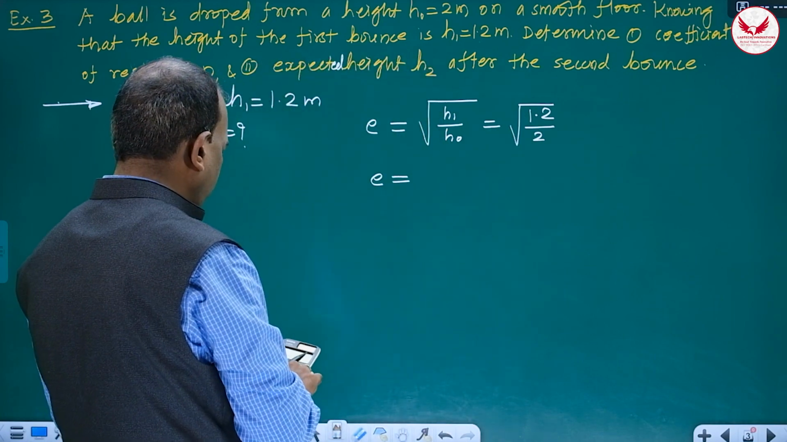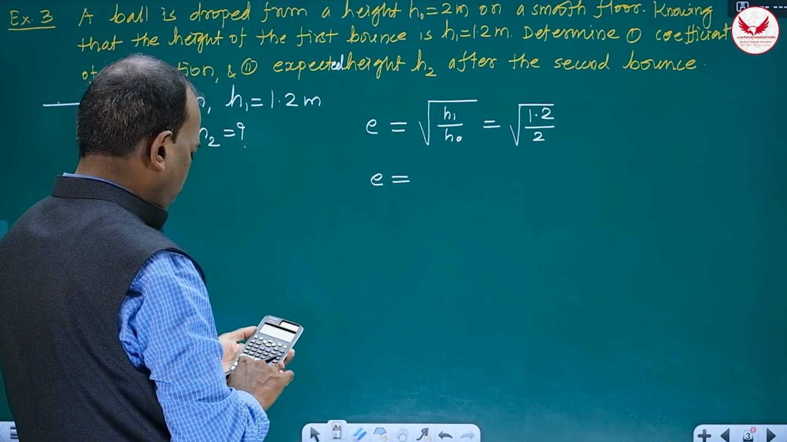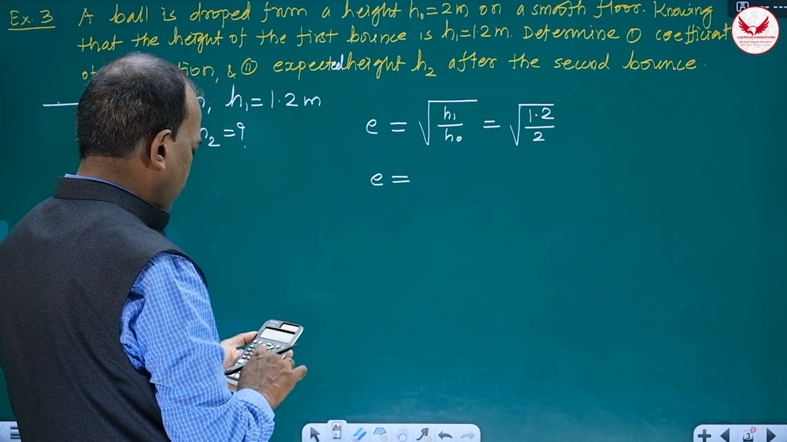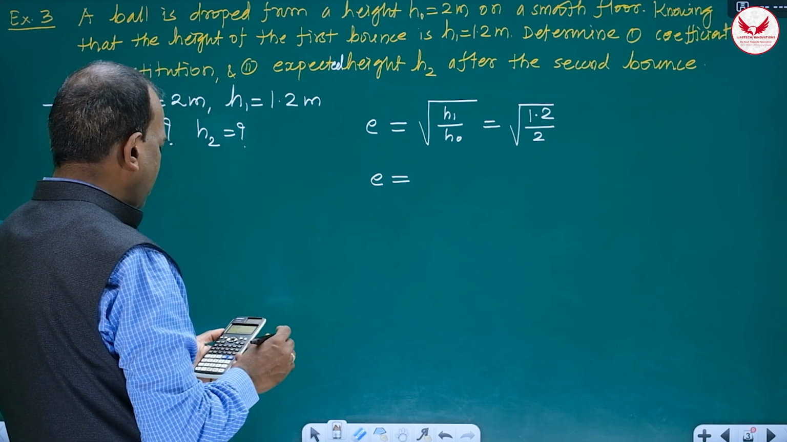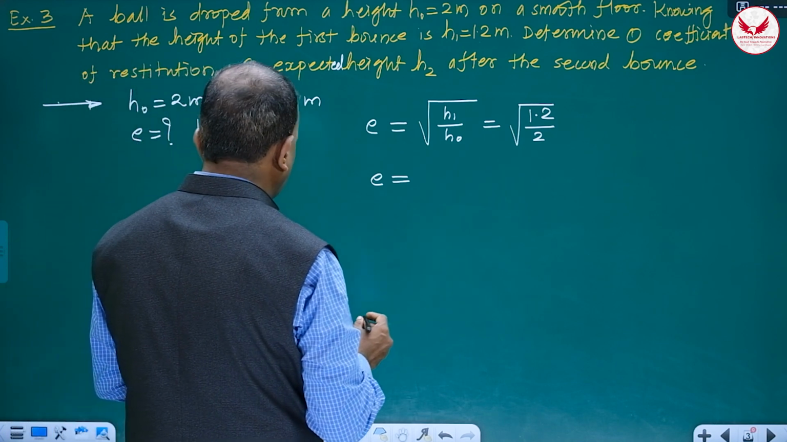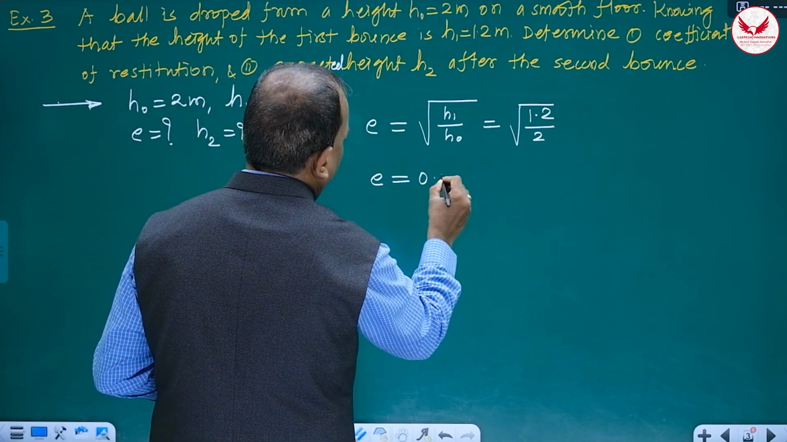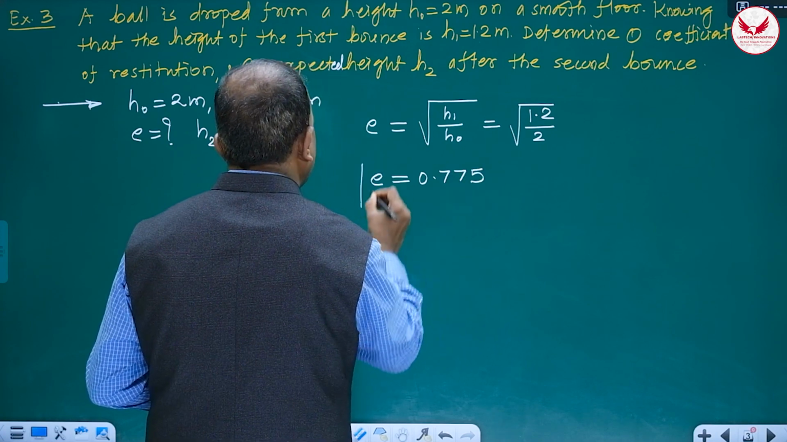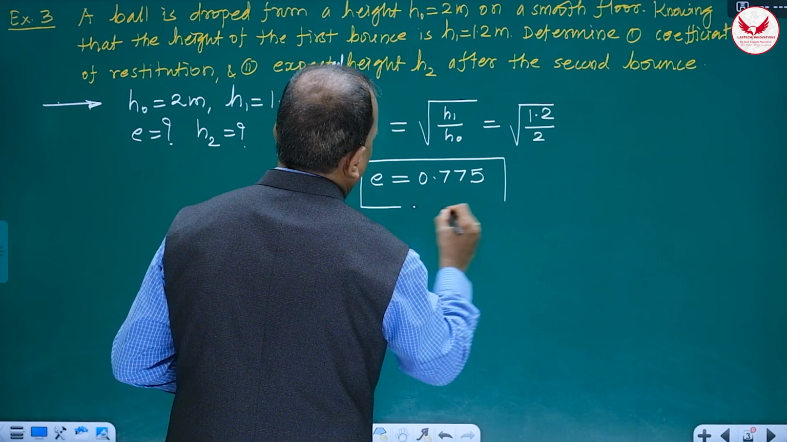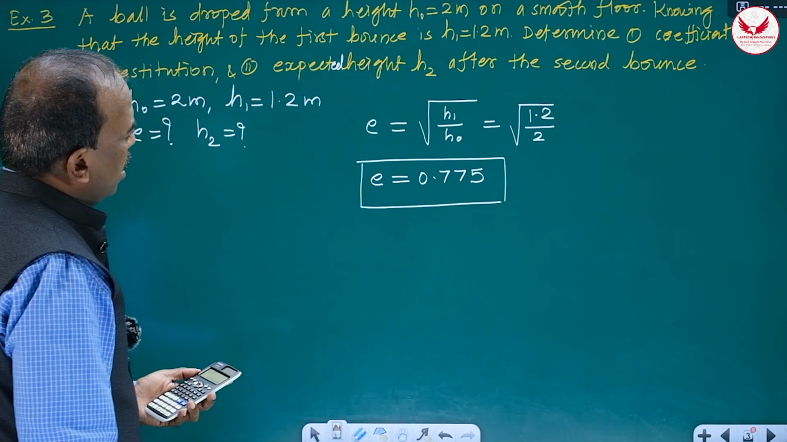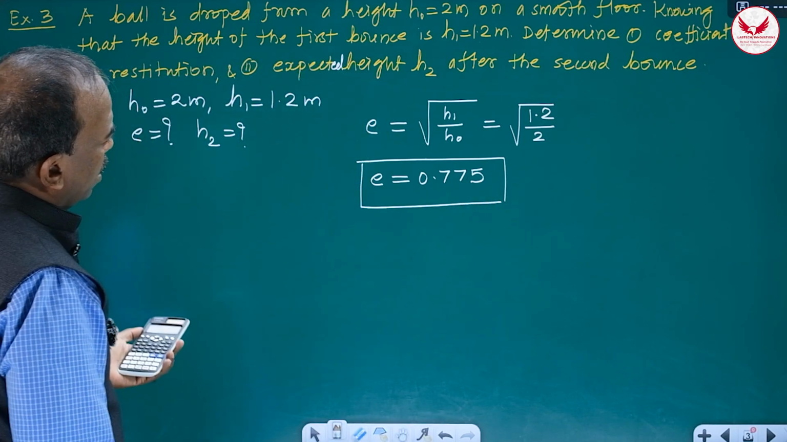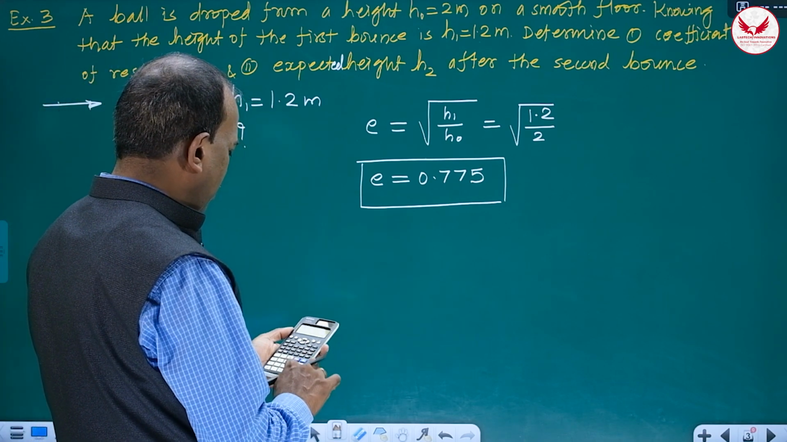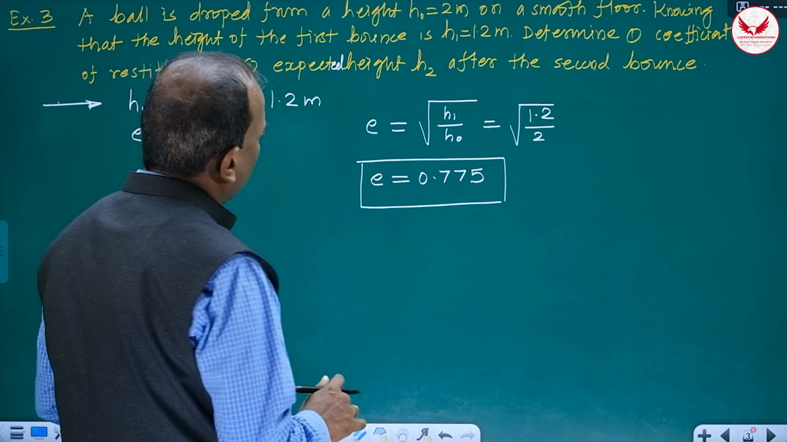And this E is going to be 1.2 divided by 2, which is equal to 0.6. And see, it is less than 1. So this is the coefficient of restitution. Now again, let me check once more, because if the answer is wrong then there is no meaning. It is correct.